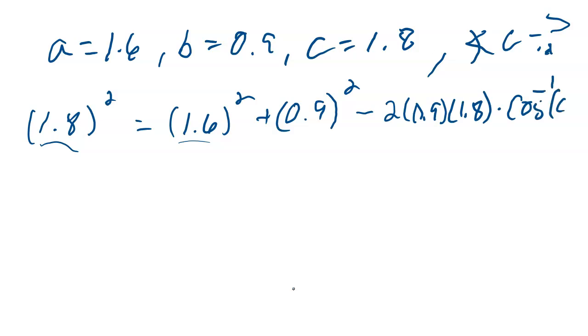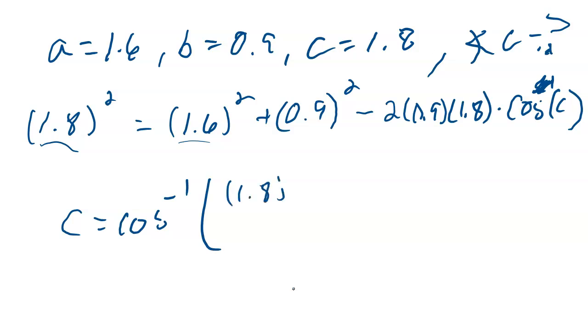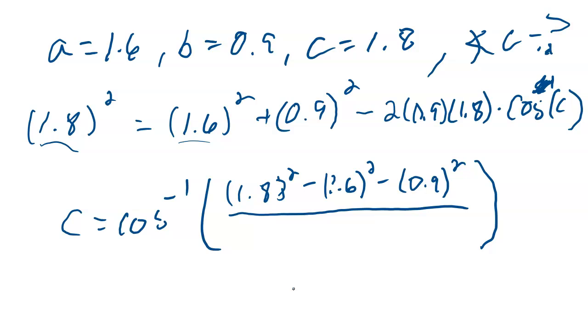This is cosine of C. So therefore, our answer is going to be C is equal to the cosine inverse of 1.8 squared minus 1.6 squared minus 0.9 squared all over 2 times 0.9 times 1.8, and make sure there's a negative down here. Plug this into Desmos. Don't know why I didn't write a formula.